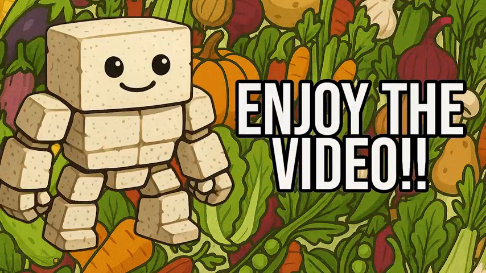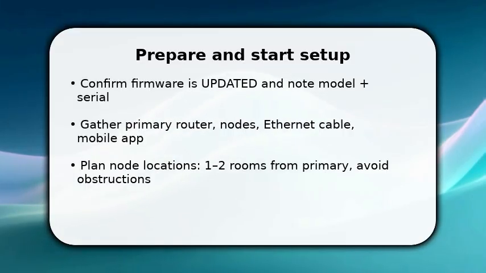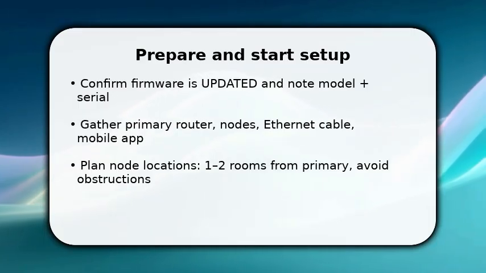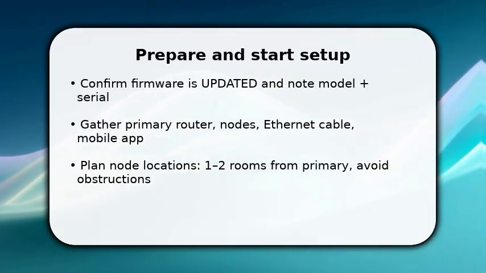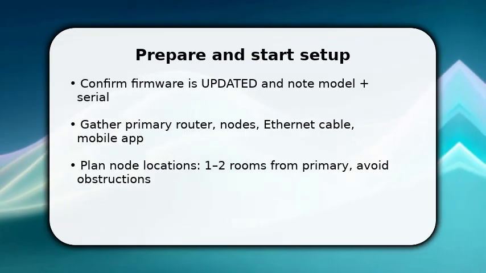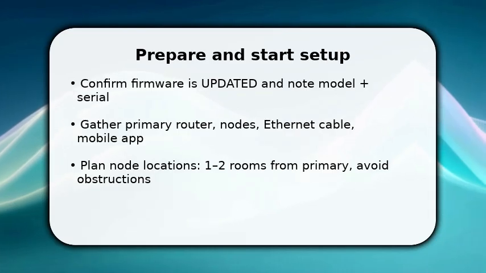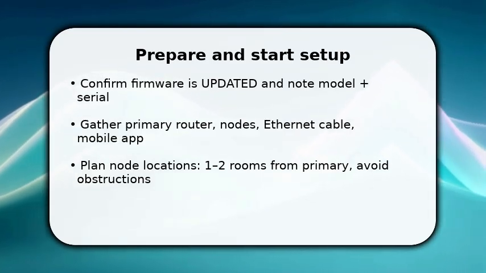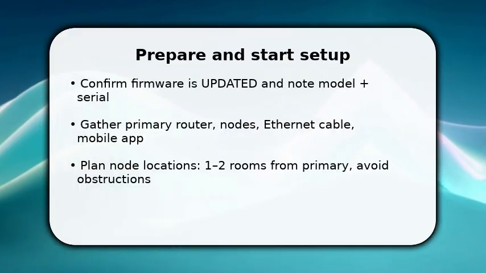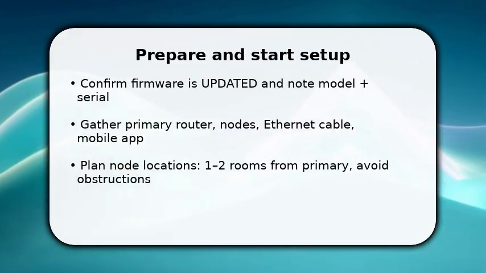Please enjoy the video. You begin by ensuring firmware is updated. This fixes stability and security issues. Once done, log into the primary router, enable mesh mode, and register each node in the app. Make sure to label nodes with simple names so you can track placement. Use a short Ethernet link for the first node if suggested.